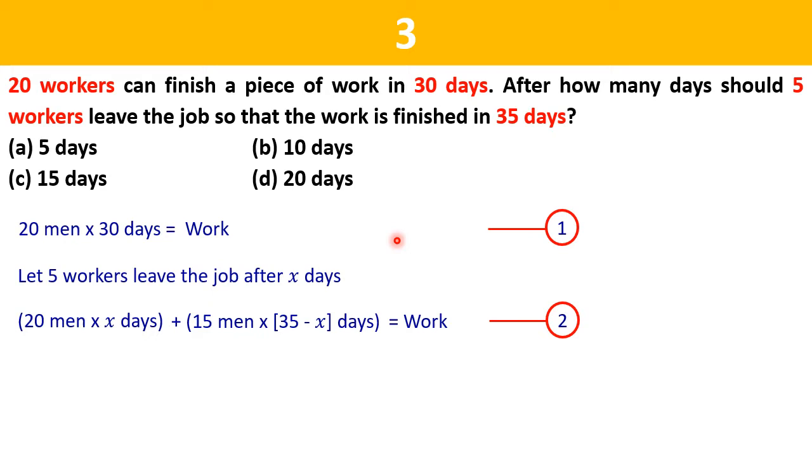Now as the output work is the same, we can equate the left hand side of both the equations like this. That is 20 into x plus 15 into 35 minus x is equal to 20 into 30. Solving this, x comes out to be 15 days. So 5 workers should leave the job after 15 days. In this case, the total completion time for the work will be 35 days.